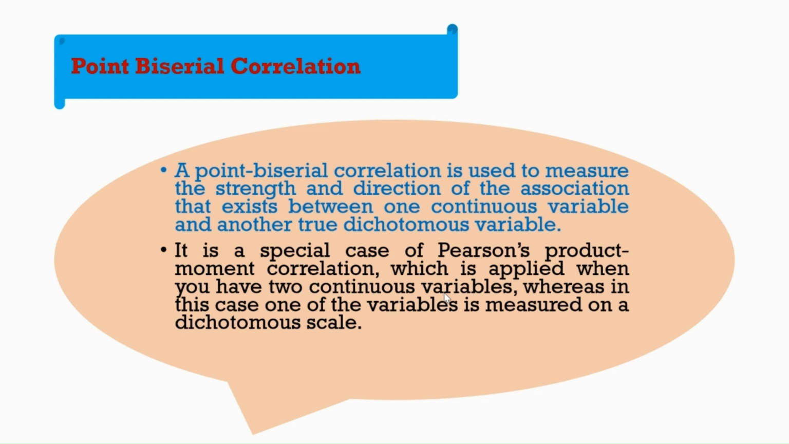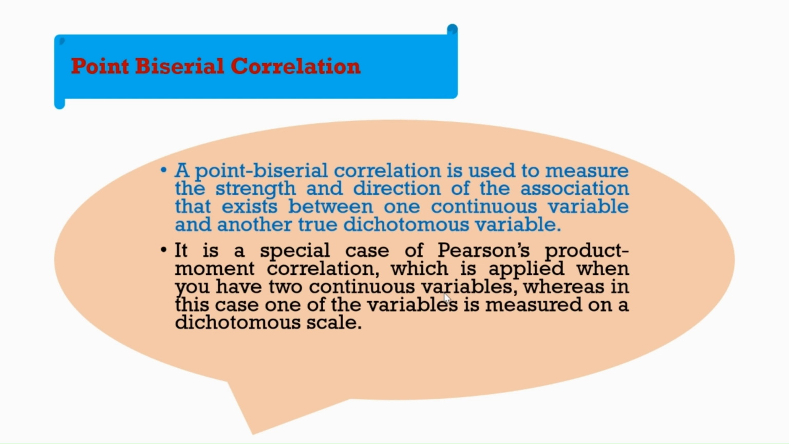Now we come to the point biserial correlation. A point biserial correlation is used to measure the strength and direction of the association that exists between one continuous variable and another true dichotomous variable. The difference here is that a true dichotomy is available, but in biserial correlation there was no true dichotomy; an artificial dichotomy is made.